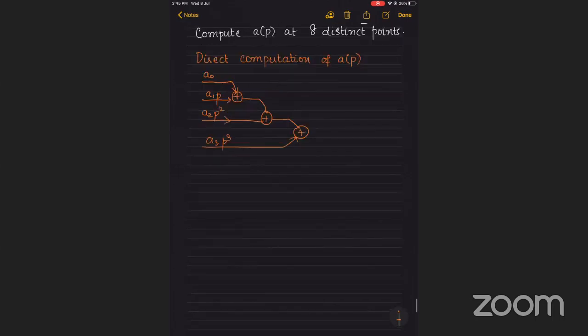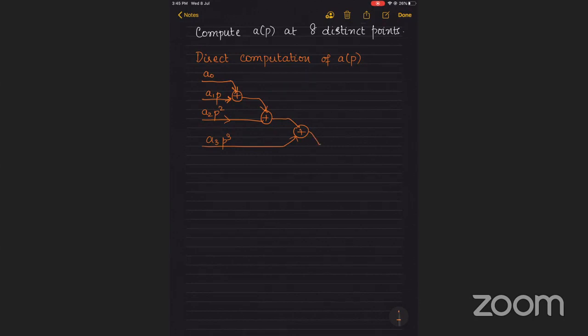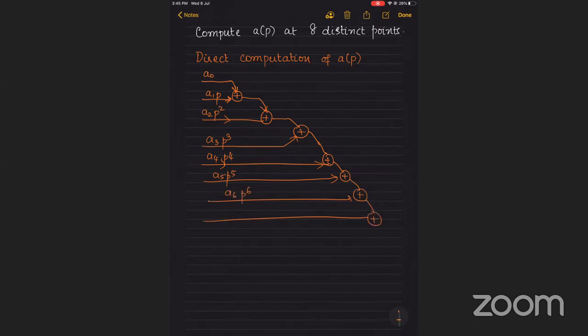Why should you add only two things at a time? This is one number that you add, this is another number that you add. Why can't you add too many things together? I will give an explanation for that. Then this result has to be added with A4 P power 4. This result has to be added with A5 P power 5. This result has to be added with A6 P power 6. This result has to be added with A7 P power 7 to get my A of P.